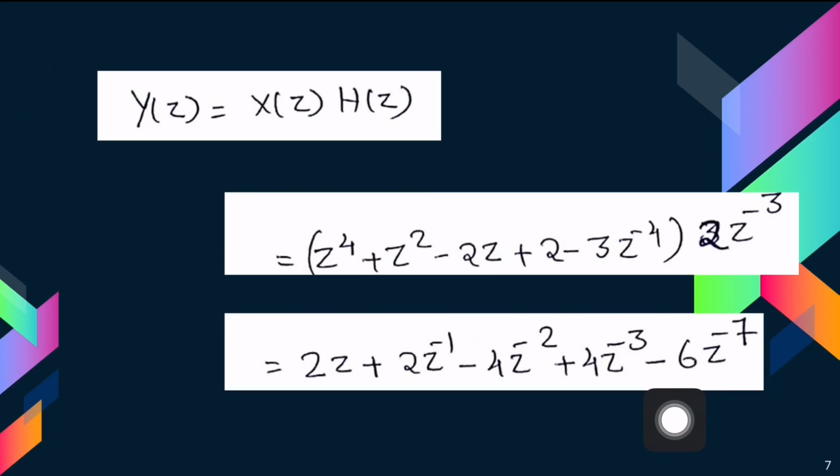What is our next task? Hope you remember, in the question we are asked to find out the output y of n at n equal to 4. Which means first we have to find the inverse Z transform of Y of z to obtain y of n and find its value at n equal to 4. Let's do that.